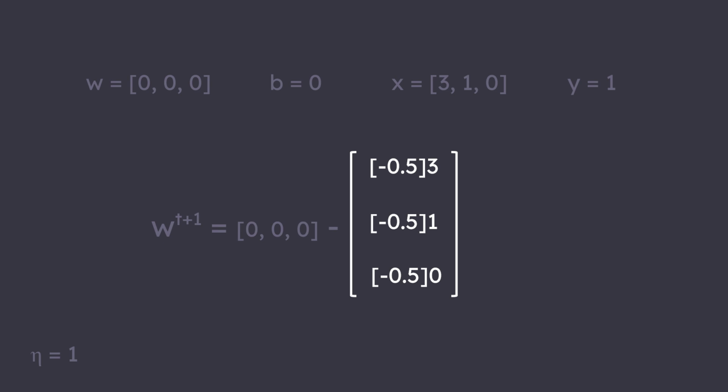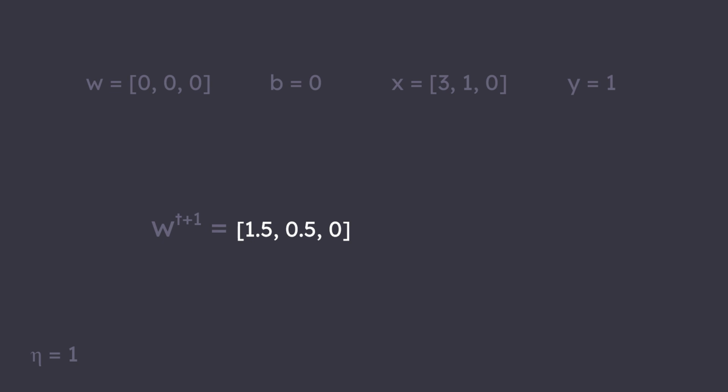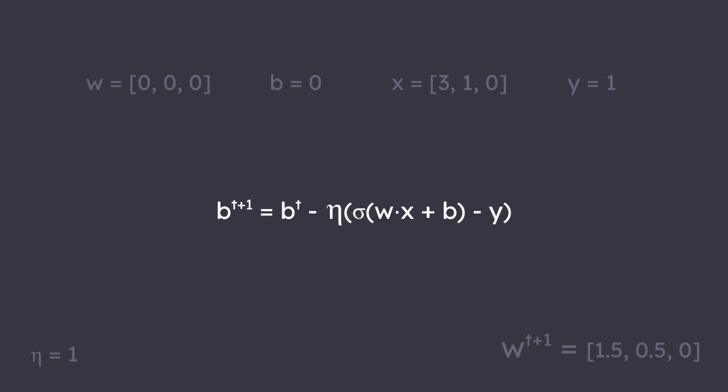Each item in our vector is a multiplication of negative 0.5 by the corresponding feature in x. Calculating that, we get a vector of negative 1.5, negative 0.5, 0. Since we are subtracting the original weight vector and our newly generated vector, we get 1.5, 0.5, and 0, which will be our new weights vector. Let's keep hold of that information, and now let's calculate the new bias.